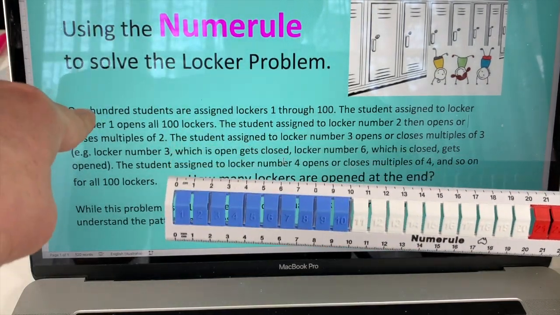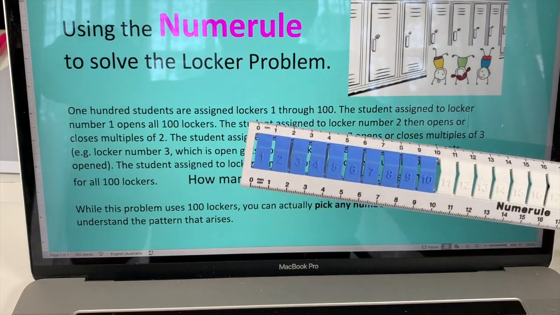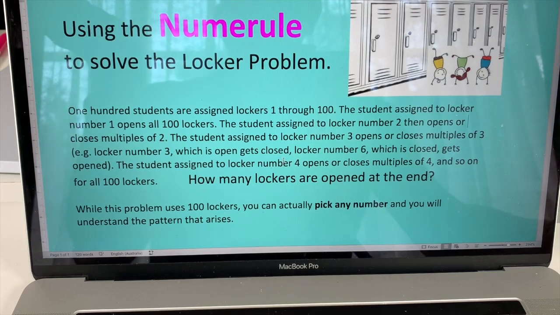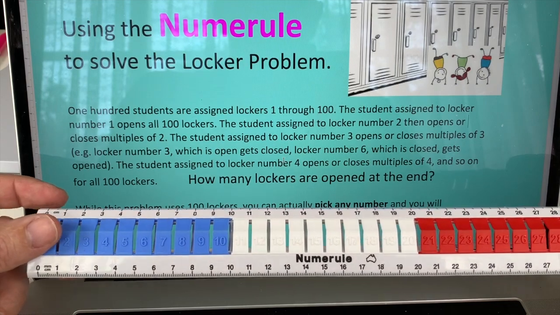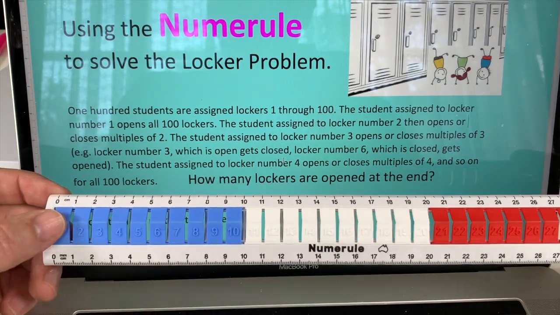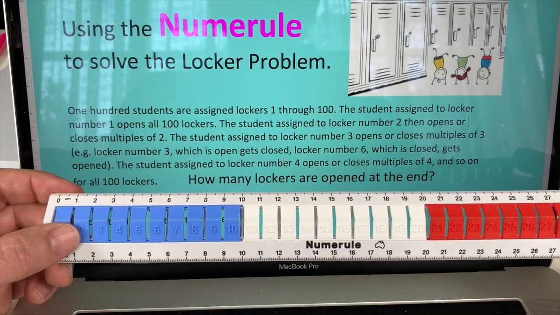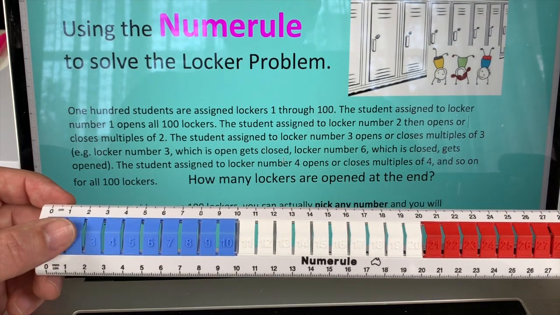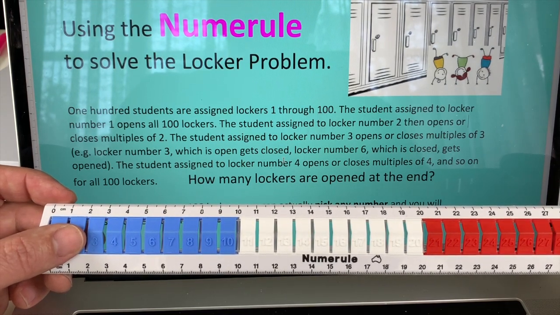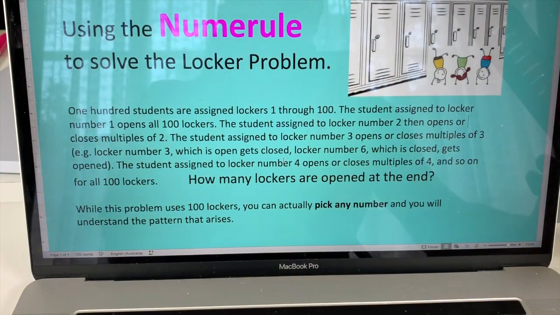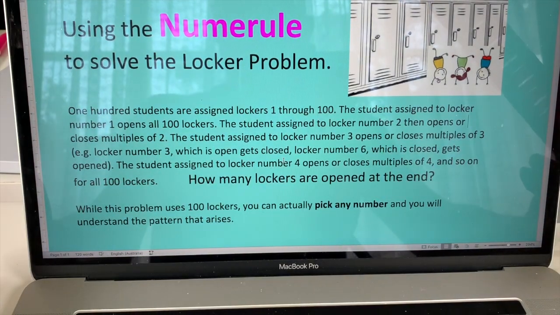Now, generally, people ask this problem in relation to the number 100. So generally, the problem goes like this. There's 100 students that are assigned to lockers, 1 through 100. The student assigned to locker number 1 goes and opens all the lockers. The student assigned to locker number 2 then either opens or closes multiples of 2. Then the student assigned to locker number 3 opens or closes multiples of 3, and then student number 4 opens or closes multiples of 4, and so on for all 100 lockers.